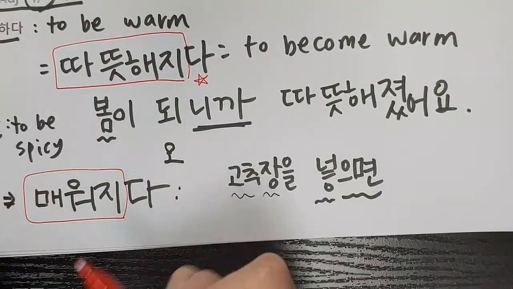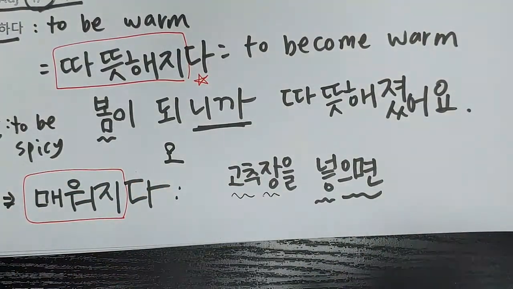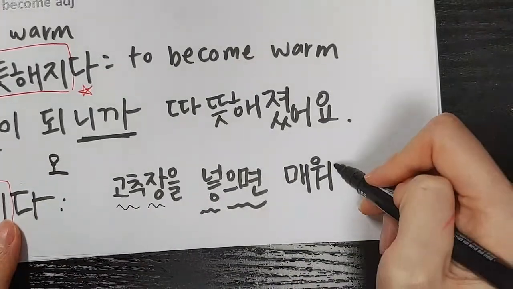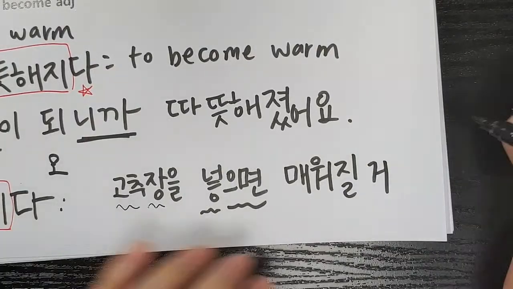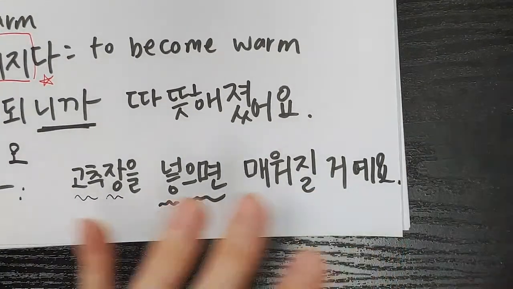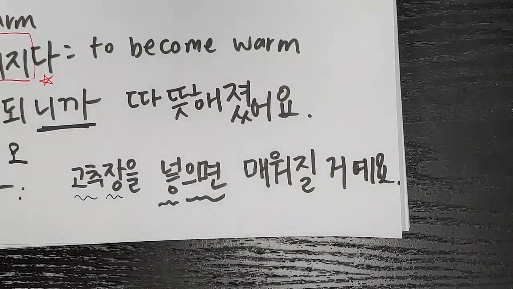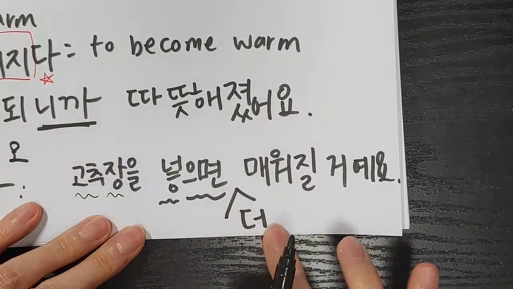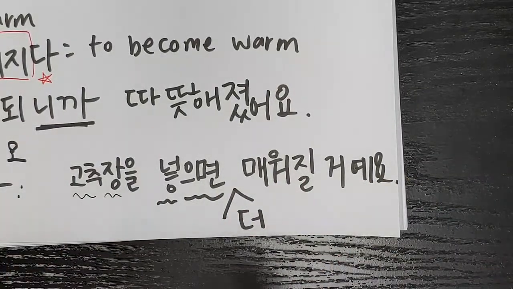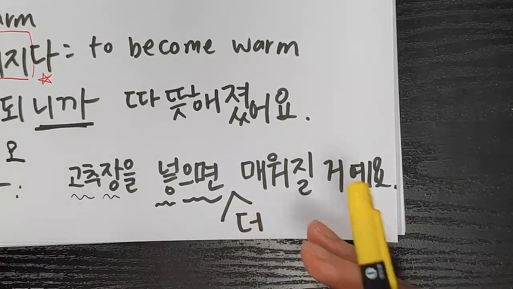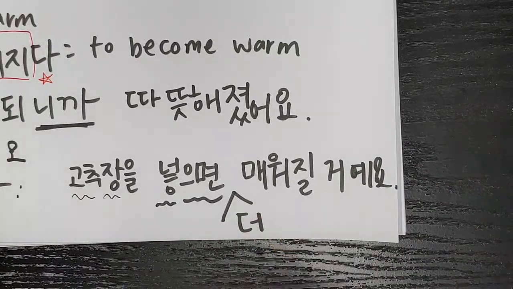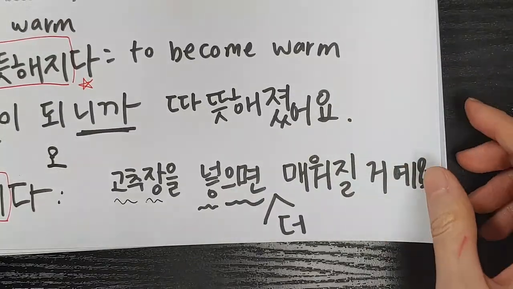conjugate 매워지다 in future tense, right? So you can put the stem first. 매워지 is the stem of 매워지다, right? 매워지. And then 리을 받침 거예요. 고추장을 넣으면 매워질 거예요. And you can also say 고추장을 넣으면 더 매워질 거예요, which would mean it would become spicier than it already is. So you can use 더 if you want to emphasize that it will be more of the adjective if you do something than it already is.